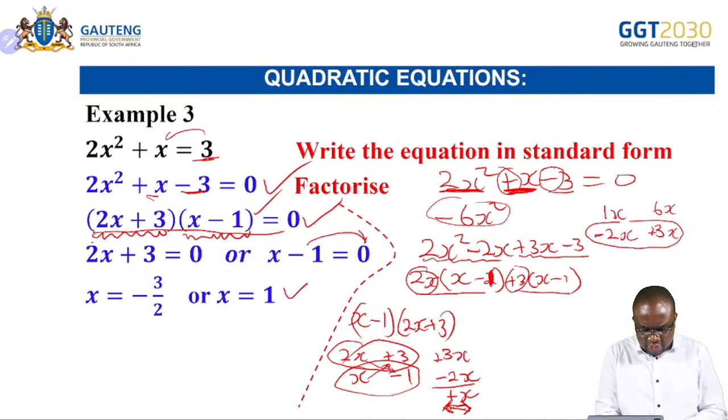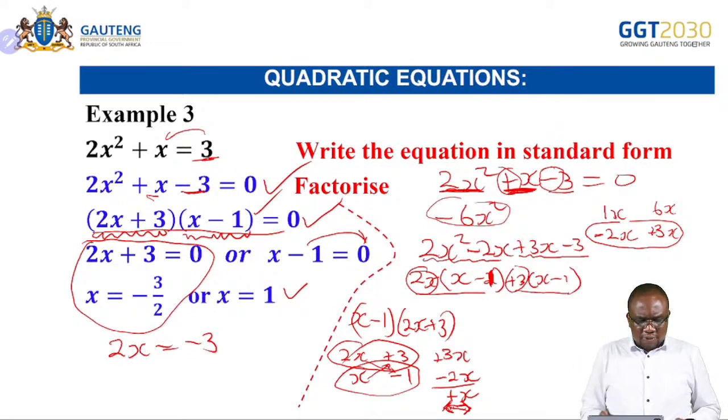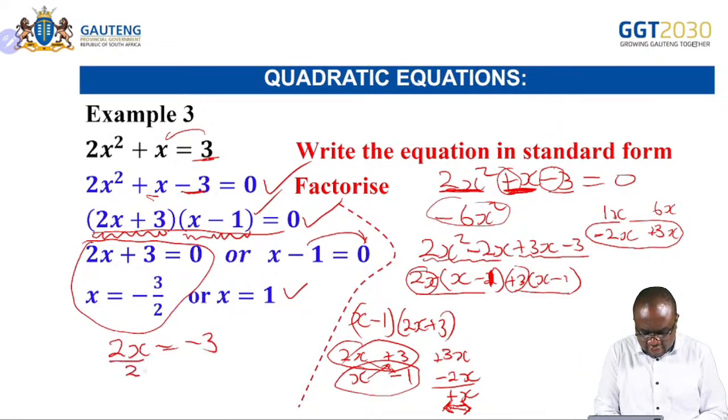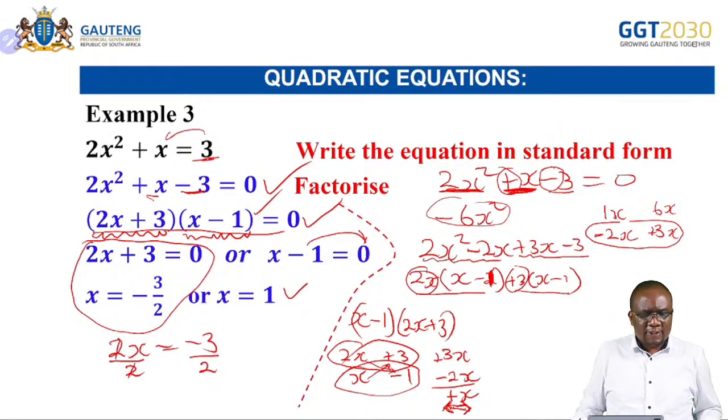Let me explain this part here. We transpose, 2x is equal to negative 3, and then what do we do after that? We divide by 2 both sides. Divide by 2, divide by 2, and then x is equal to negative 3 over 2. Do you see that?